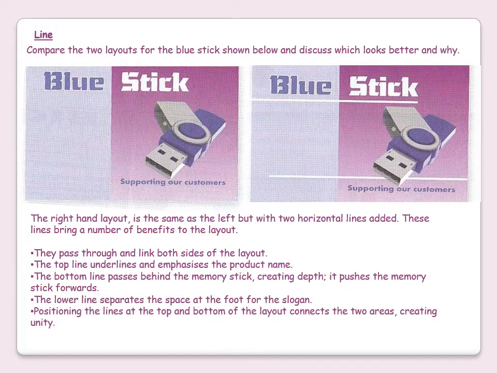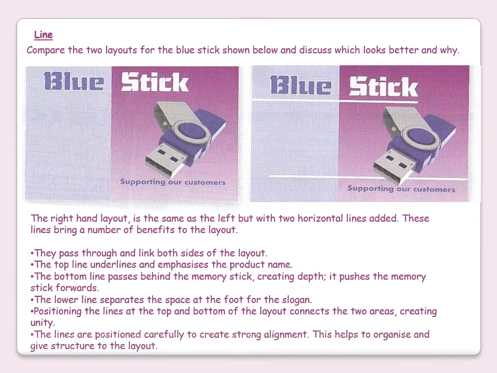Positioning the lines at the top and the bottom of the layout connects the two areas together, creating unity. And lastly, the lines are positioned carefully to create strong alignment. This helps to organise and give structure to the layout. So straight away you can see just by looking at one design element, line, we can actually incorporate a number of design principles into the page. These design principles being unity, emphasis, depth, alignment. All of these things are just created by adding two lines.